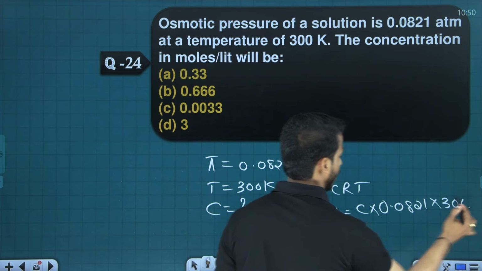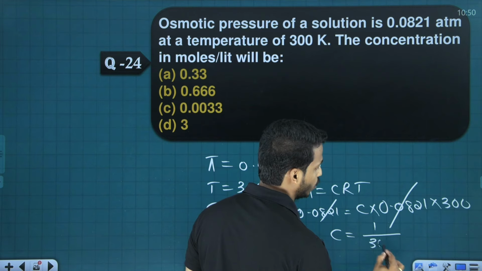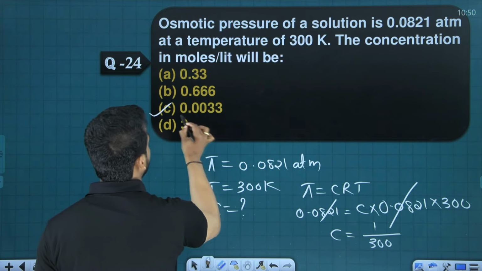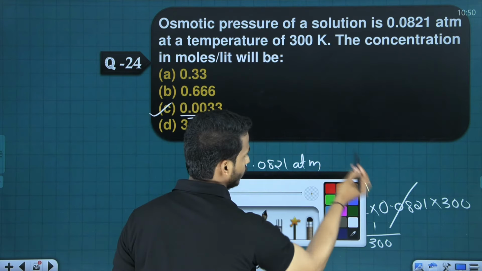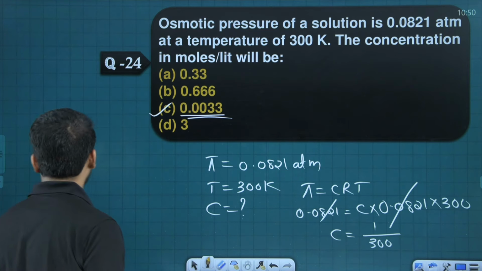Temperature is 300. All of you see, this one we can cancel. So C equal to 1 by 300. That is equal to 0.0033, we can get it. Ready all? So in such a way we can calculate the terms.